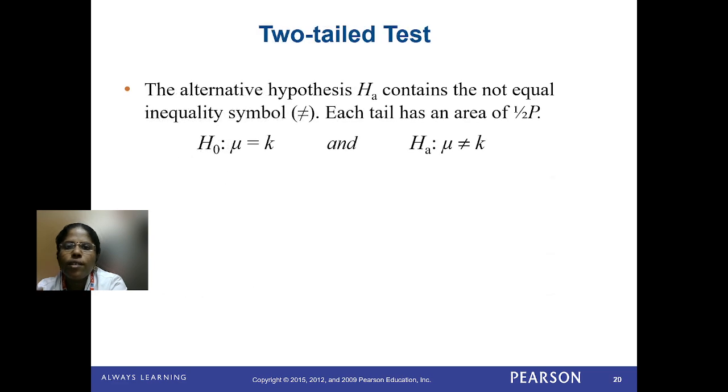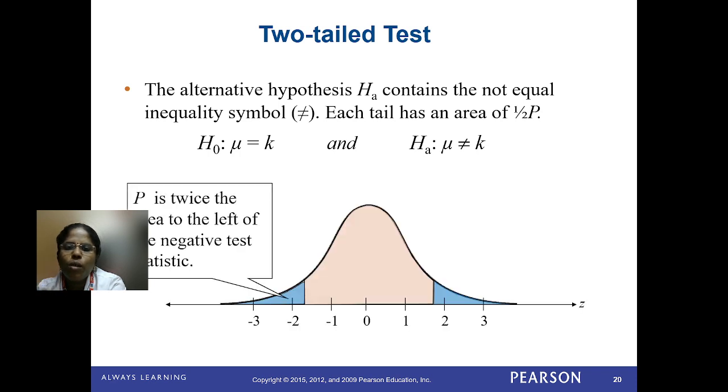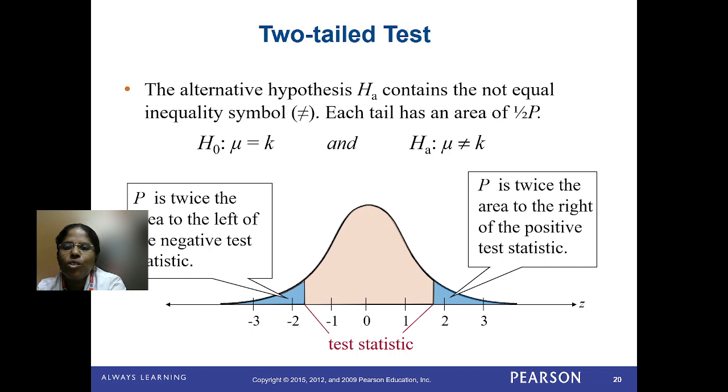For the two tail test, here the alternate hypothesis contains the not equal to symbol. So if H naught is mu is equal to k and your alternate hypothesis is mu is not equal to k, you will have both tails here like this. Okay, so this is called two tail test.